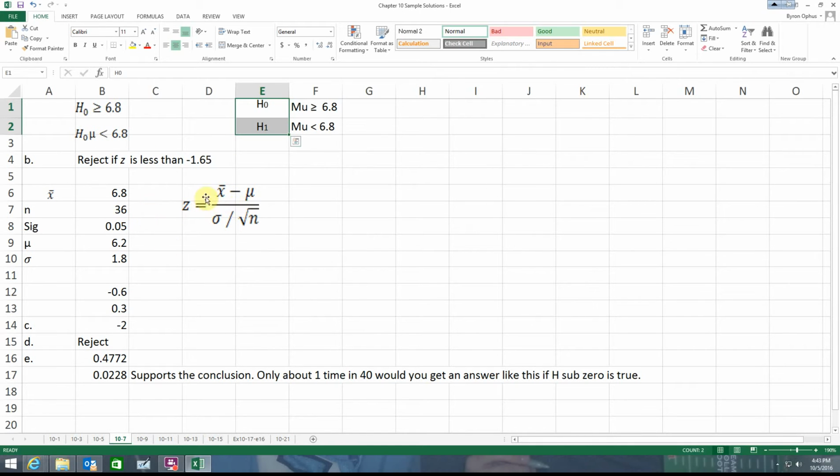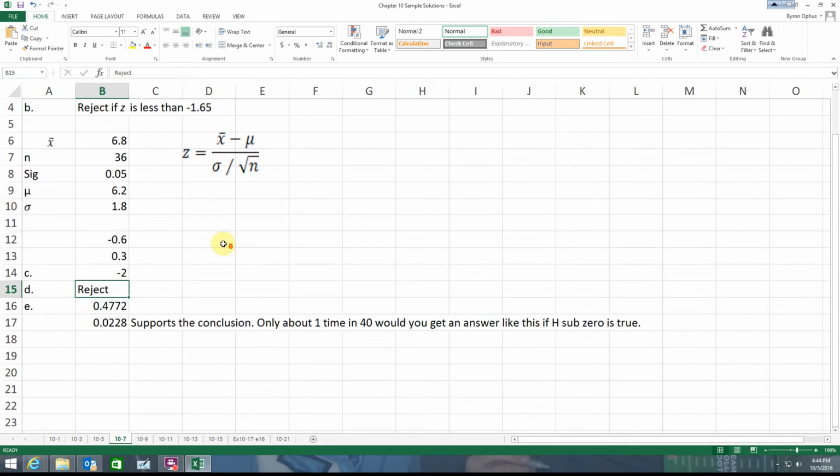So then we just do our math, and we've done the math before, right? So I've got my sample mean 6.2 minus 6.8 is minus 0.6. That's the top. My square root of n is going to be 6, and my standard deviation is 1.8, so 1.8 divided by 6 is 0.3, and so my answer then is equal to minus 0.6 divided by 0.3, or minus 2.